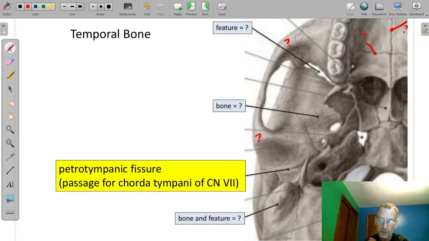So we're talking about the temporal bone. So here is the mandibular fossa. Mandibular fossa. That's for the head of the condyle of the mandible. And here is that petro-tympanic fissure again. It runs right along here.